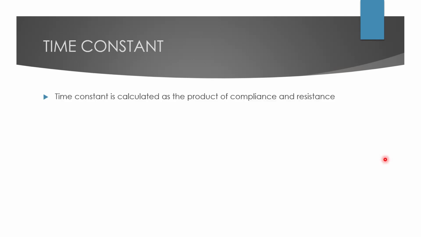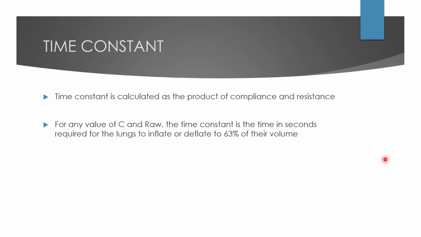I will come to the details. The time constant is calculated as the product of compliance and resistance. For a particular lung, we have a compliance and a resistance, and the product of these two gives the time constant for that lung. What does it mean? The time constant is the time in seconds required for the lungs to inflate or deflate to 63% of the volume.